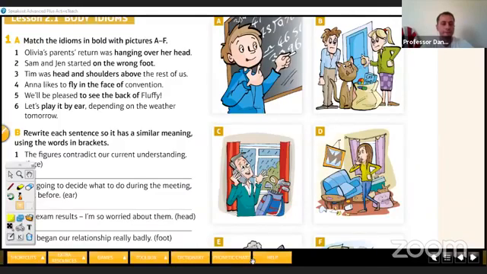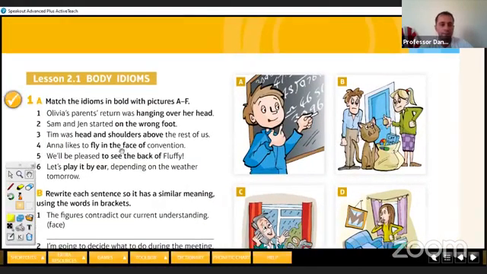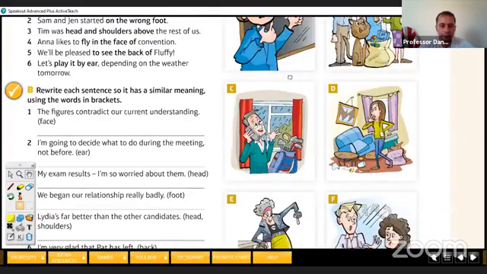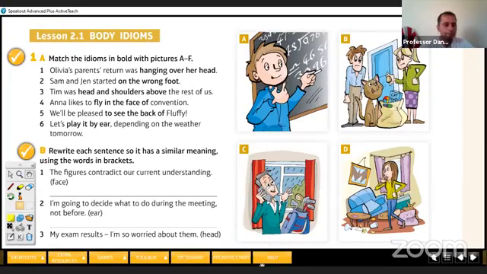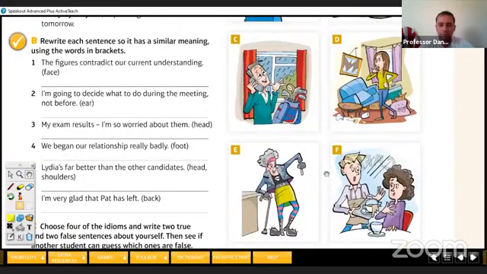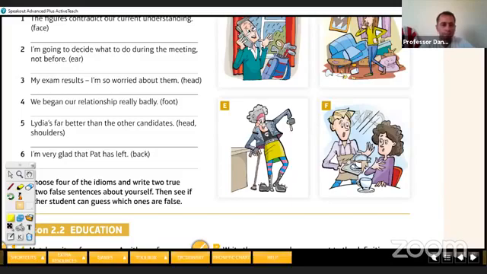To see the back of Fluffy, number five is letter B. Let's check here, letter B. You see there, B. We'll be pleased to see the back of Fluffy. Anna likes to fly in the face of convention. Number four, it's letter E. And head and shoulders above the rest of us, number three, that's letter A. And number two, Sam and Jen started on the wrong foot. It's letter F.